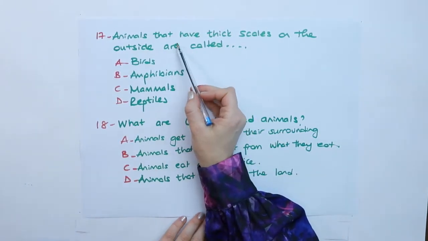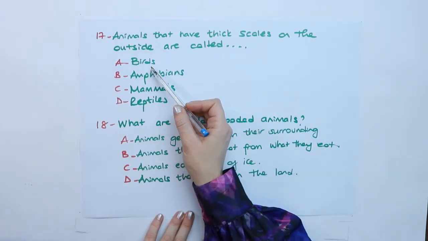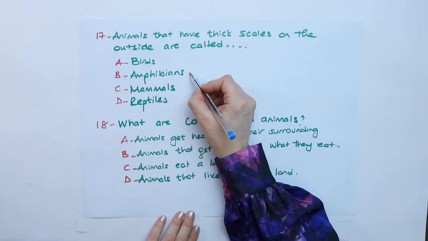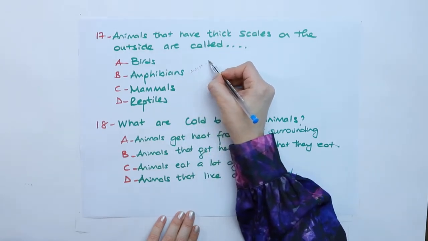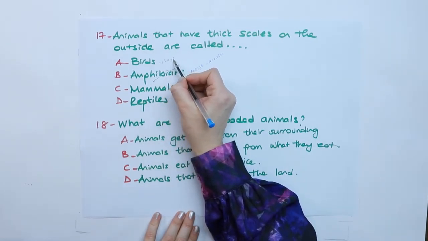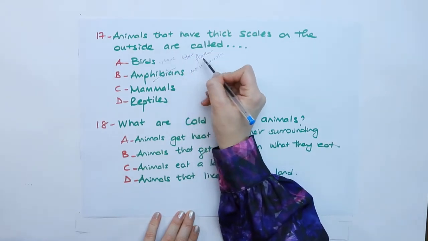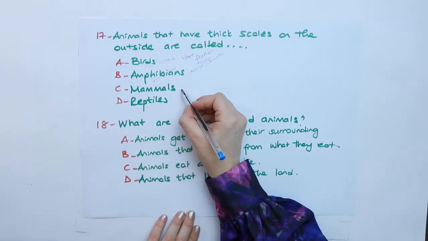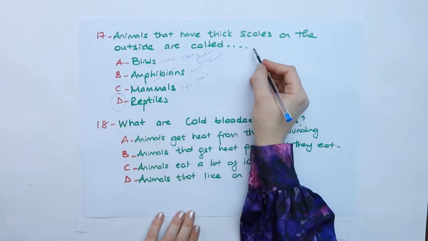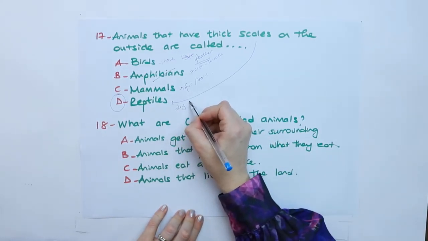17. Animals that have thick scales on the outside are called birds, amphibians, mammals, or reptiles. Amphibians have moist, smooth skin. That's why it's not an option. Birds have feathers. They don't have scales. So it's not an option either. But mammals have fur or hair. So that's not an option. Thick scales only belong to reptiles because they have dry skin.